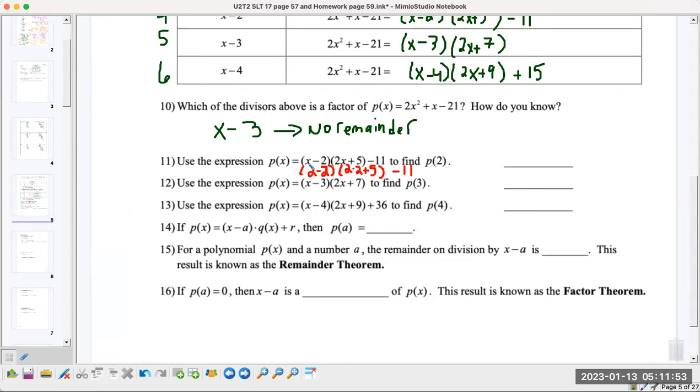Well, I see something here in the first parentheses. Well, 2 minus 2 is 0. Since 0 times anything is just going to be 0, all that goes to 0. And then 0 minus 11 is just negative 11.